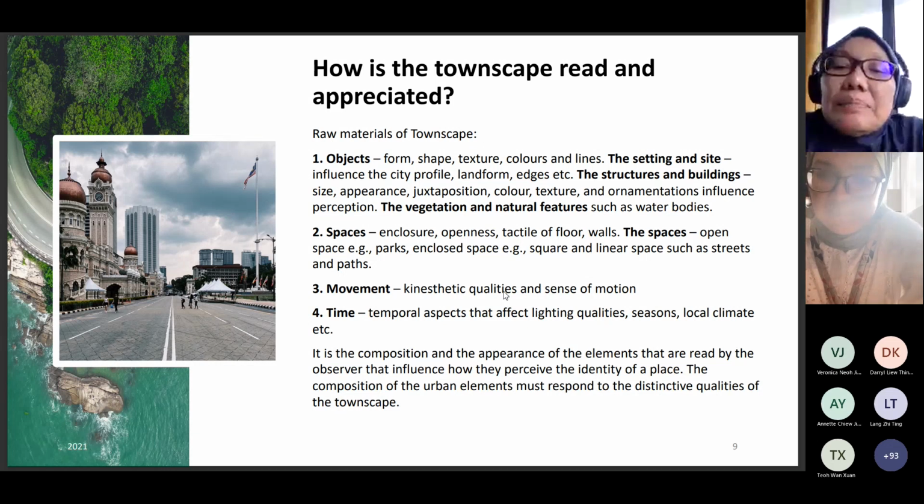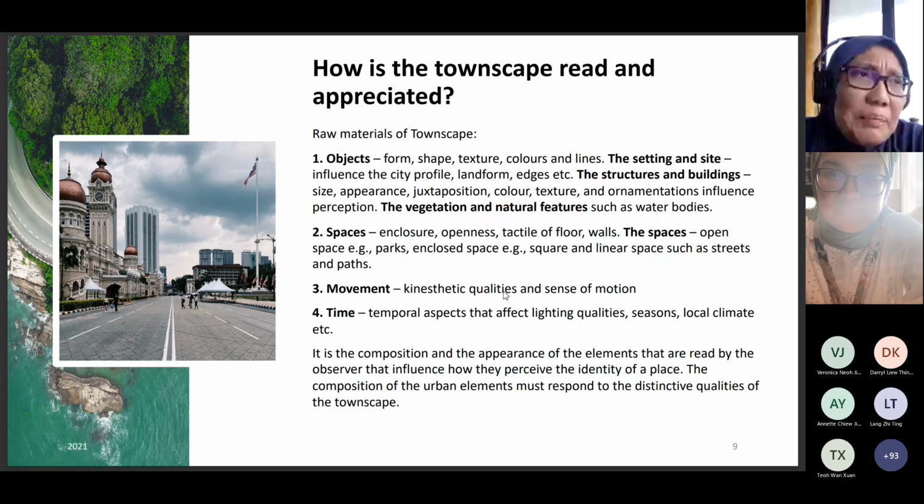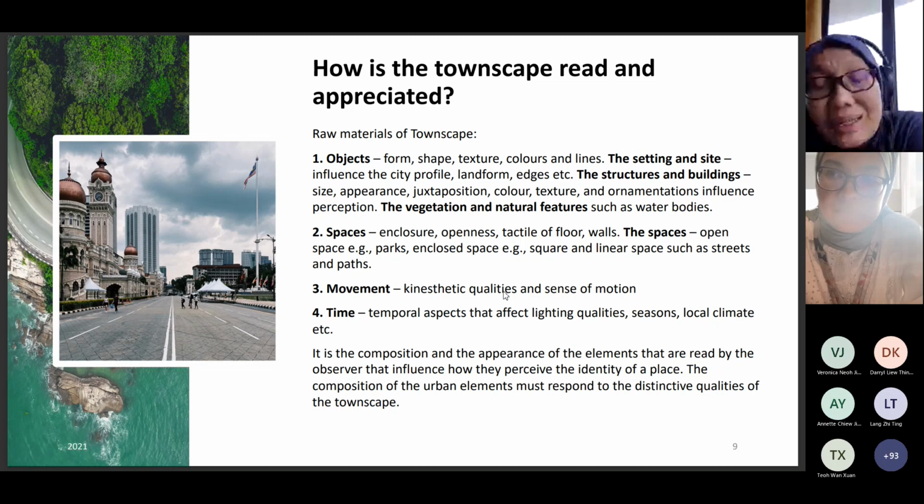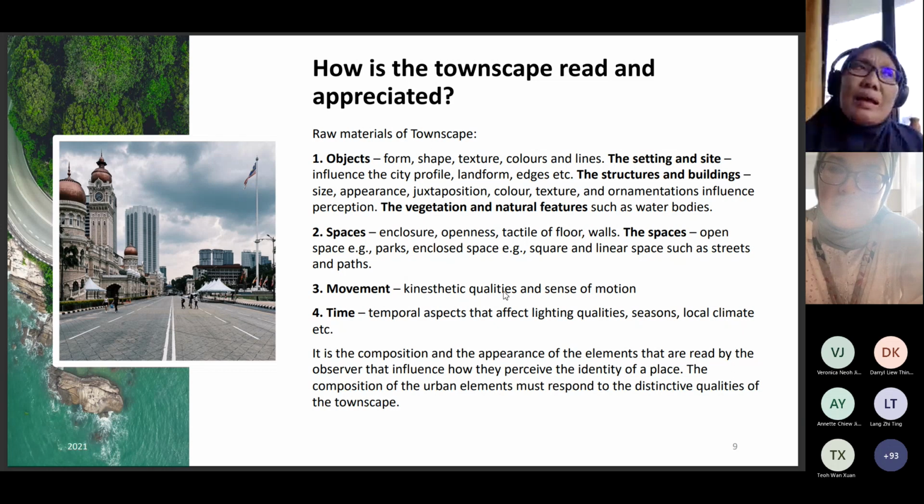And then vegetation and natural features such as water bodies are very important to add quality to the townscape. And mind you, the unique thing about Malaysia is that geographically, we are in a peninsula. What a peninsula means is surrounded by water. In theory, and that's why I'm talking about theory, because in practice we do something else. In theory, we should have very unique cities because of our geographical location as a peninsula, and we are in the tropics. We are enjoying a climate which is hot and wet the whole year round.